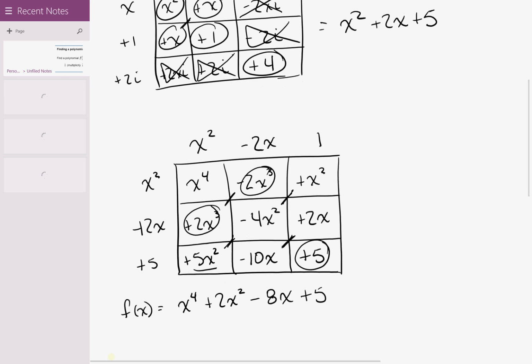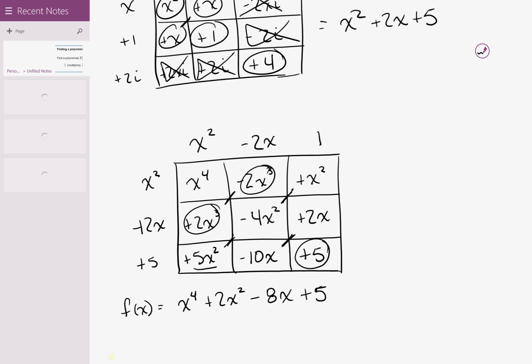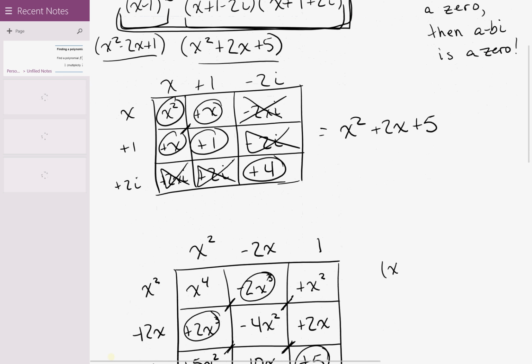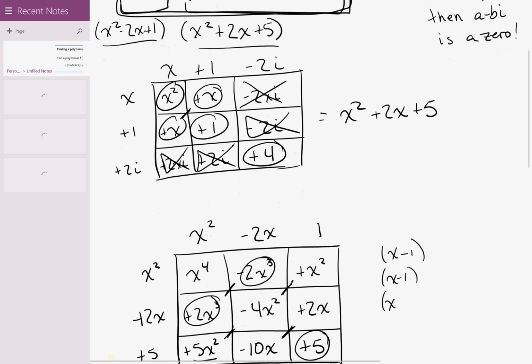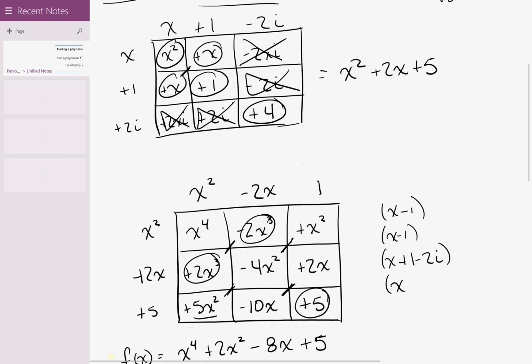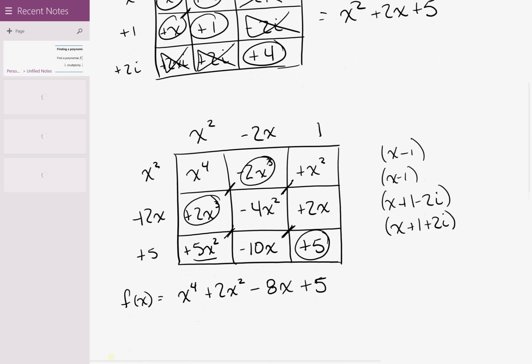Now, one quick and dirty way to check your multiplication after you're done is this. What did I have? x minus 1, x minus 1, x plus 1 minus 2i, and x plus 1 plus 2i. If I add all these c's together, I should get my second coefficient, which in this case is 0. The coefficient of x cubed is 0, but the sum of the roots, or actually the negative sum of the roots, is the second coefficient.